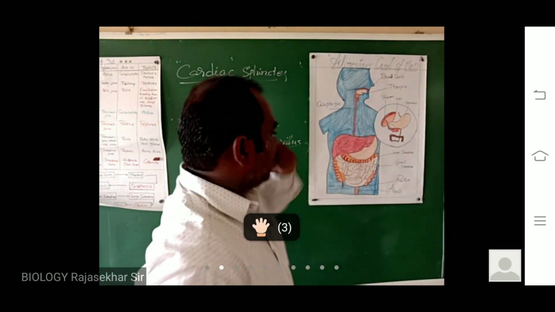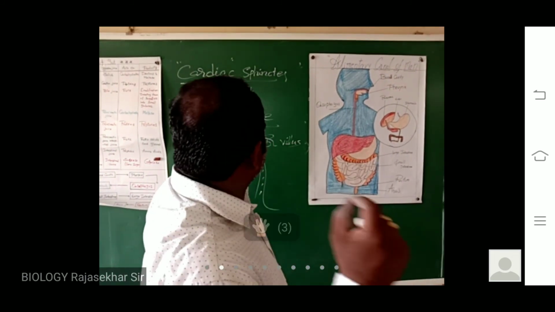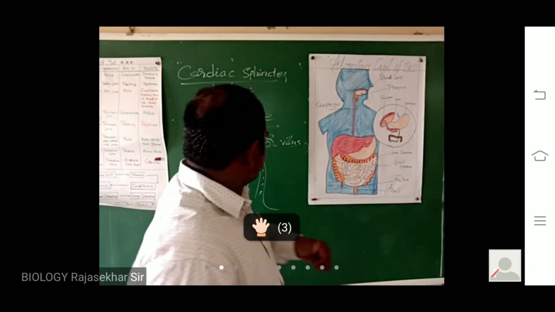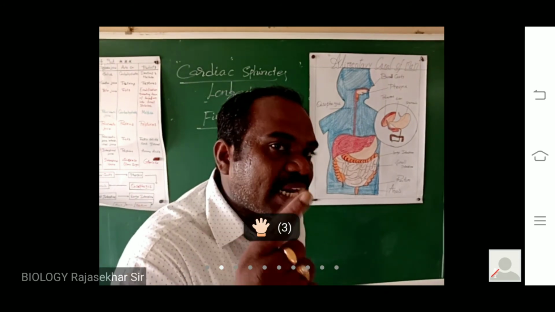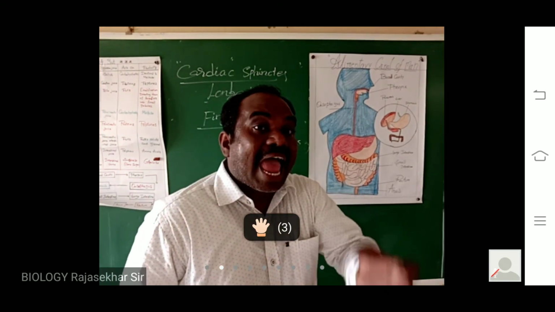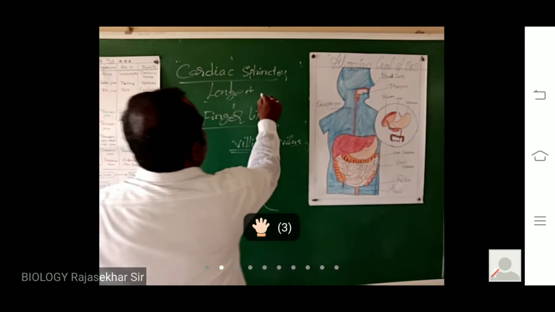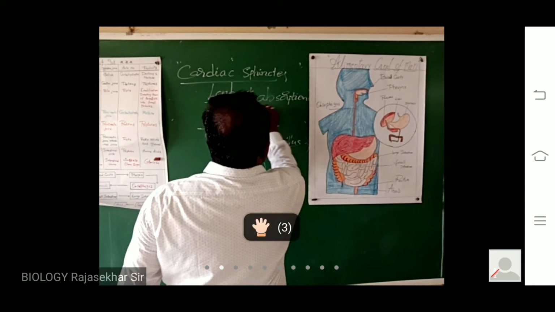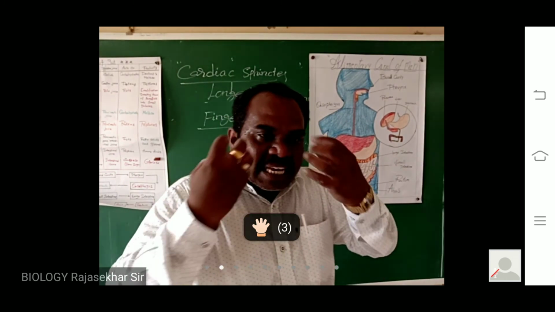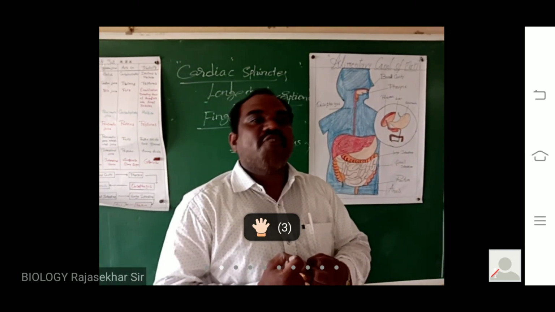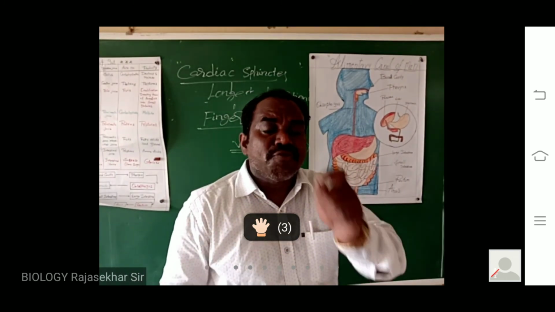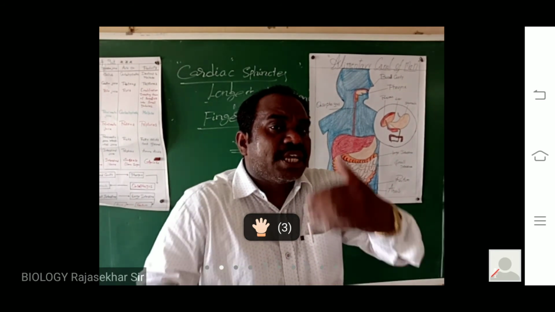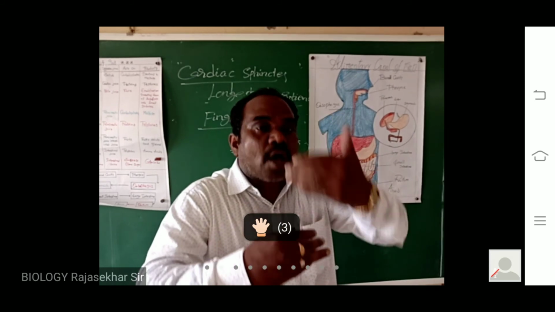The finger-like projections present in our small intestine are called villi or villus. What is the function of villi? Villi help absorption of the food materials. Very important, students. Villi help increase the surface area of absorption.